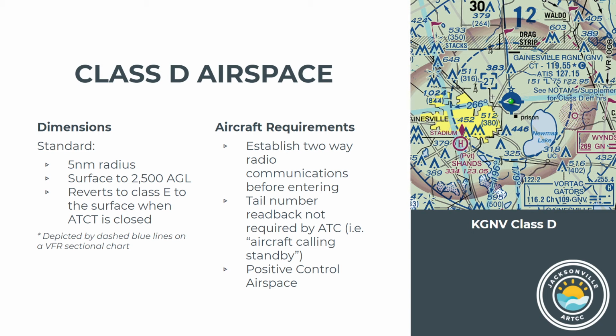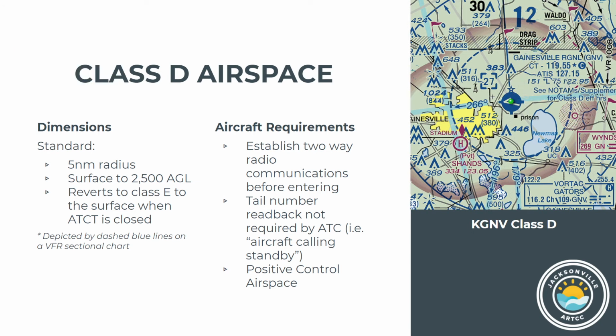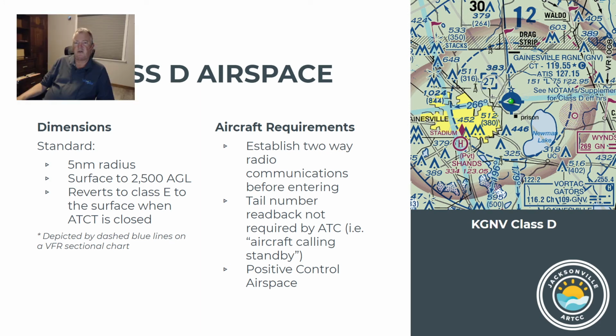Pardon me. The ground MSL elevation at the highest point of the field is 151 feet. So since it's 151 feet and the tops are usually 2,500, you can see here this box tells you the top of the airspace is 2,500 plus 151, rounded up to 2,700.